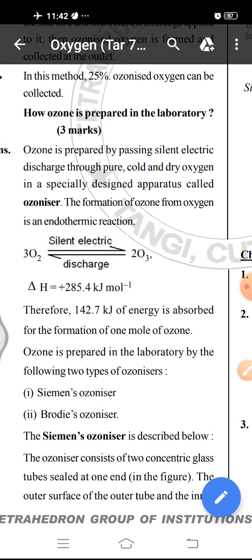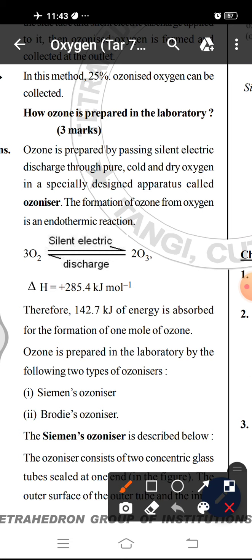So what is ozone? Ozone has the molecular formula O3, and it is an allotropic form of oxygen.